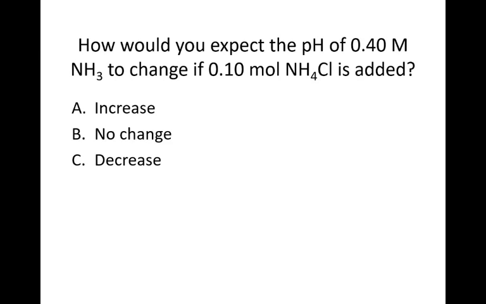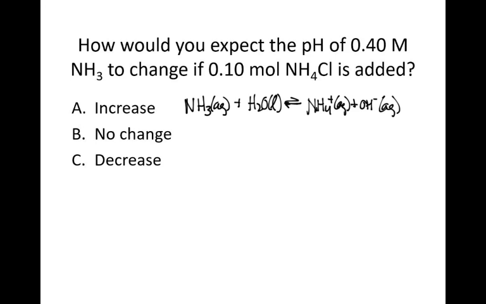Okay, similar thing. How would you expect the pH of 0.4 molar NH3 to change if 0.1 mole of NH4Cl is added? So let's first start by writing the reaction of what happens when NH3 is in water, and think about how that's going to influence pH. So the pH is influenced by the Kb reaction of ammonia.